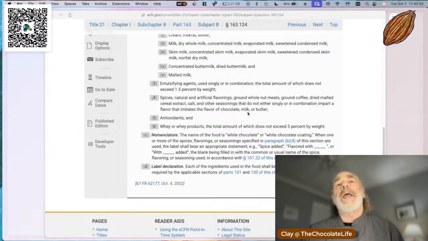So I could make a peanut flavored white chocolate by grinding the peanuts directly in, and the peanuts would be in the ingredients list for white chocolate. I can add antioxidants. Why would I want to add antioxidants?